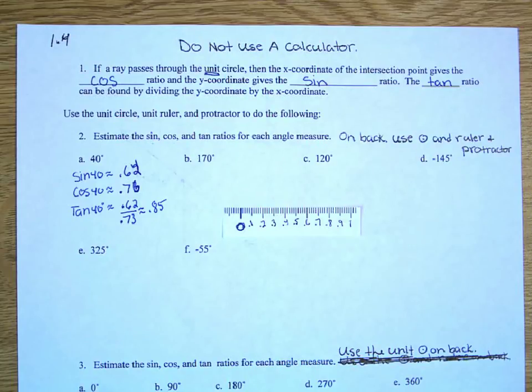Negative 145. Put your ruler upside down on it. Like that. Yep. Not ruler, but point. 145.